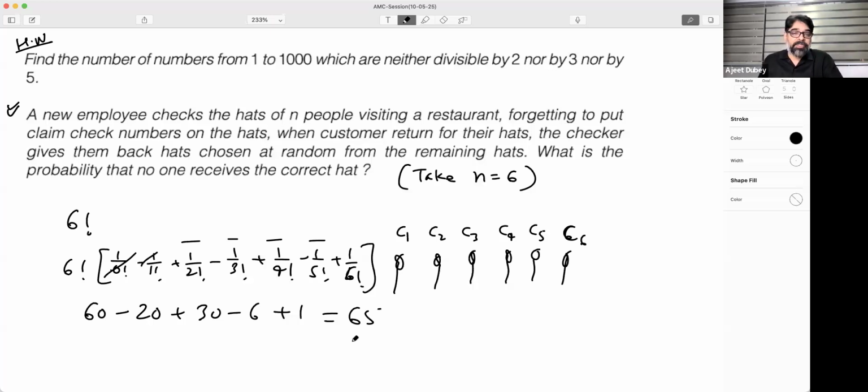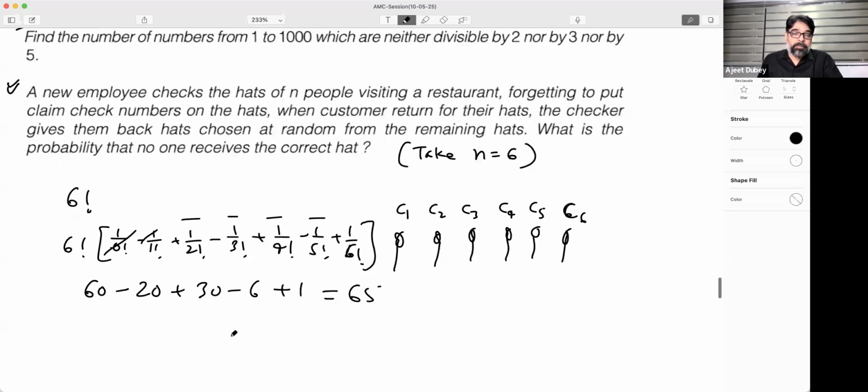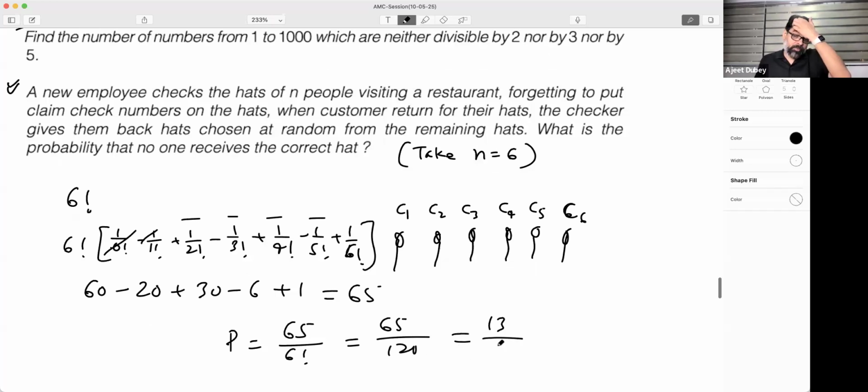If I didn't do any calculation mistake. So probability will be what? 65 divided by 6 factorial. That means 65 divided by 120. If you have 5, I think cancel. 13 by how much? 24. This is the probability. Probability means whatever your favorable cases divided by the total number of cases. Am I clear?